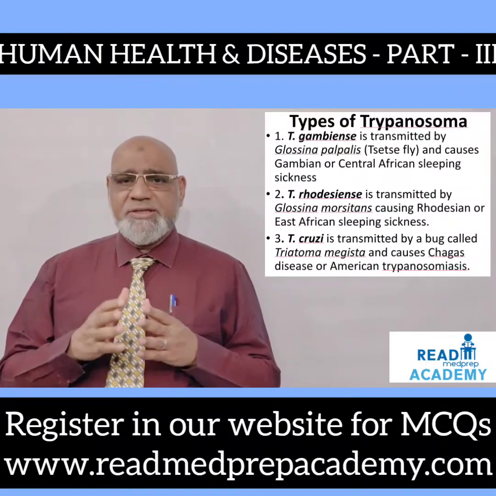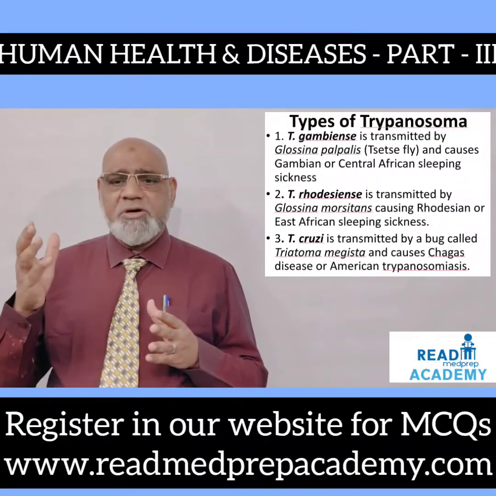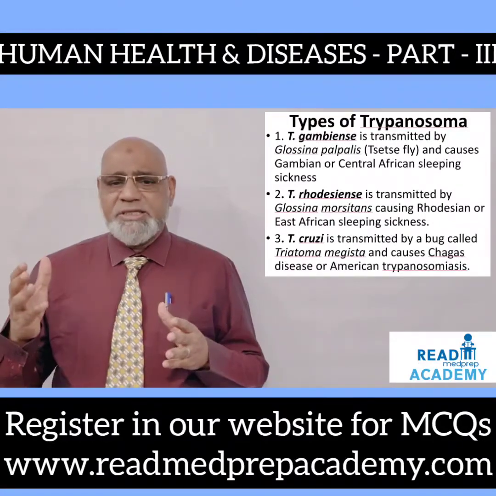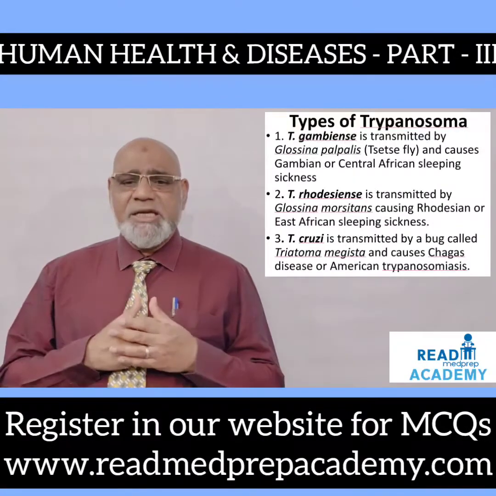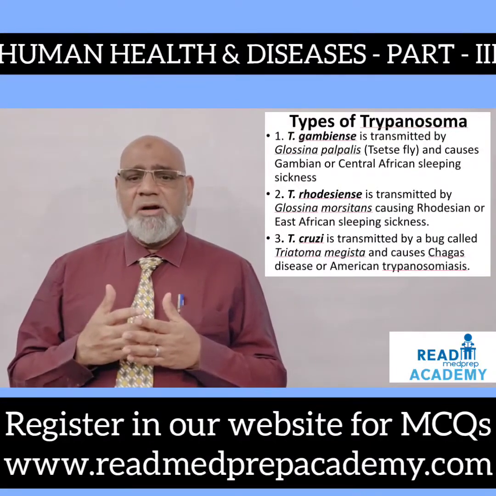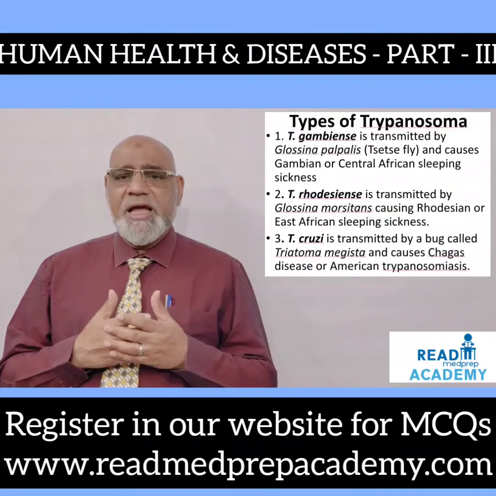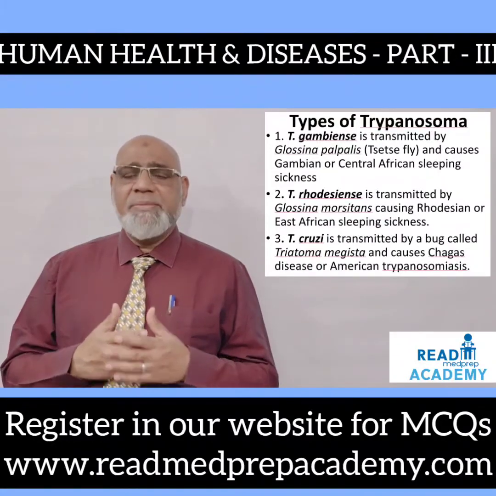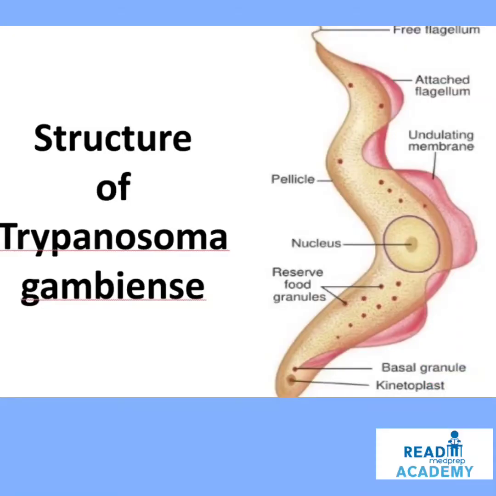Trypanosoma rhodesiense is transmitted by Glossina morsitans, causing Rhodesian or East African sleeping sickness. Trypanosoma cruzi is transmitted by a bug called Triatoma megista and causes Chagas disease or American trypanosomiasis. Here you can see the structure of Trypanosoma gambiense. It has a membrane all around, the plasma membrane.